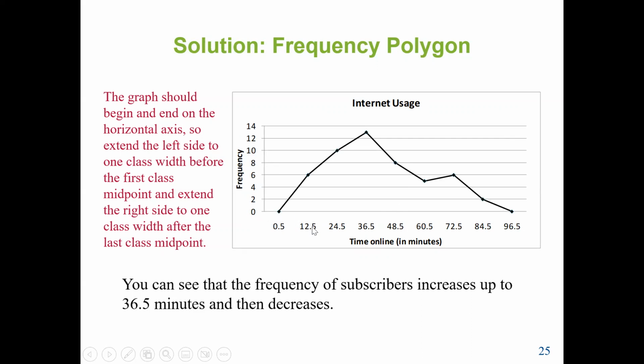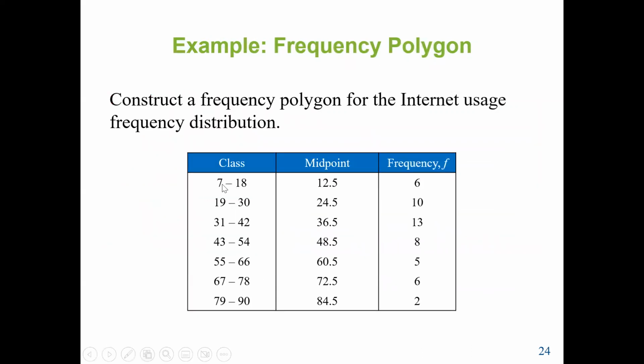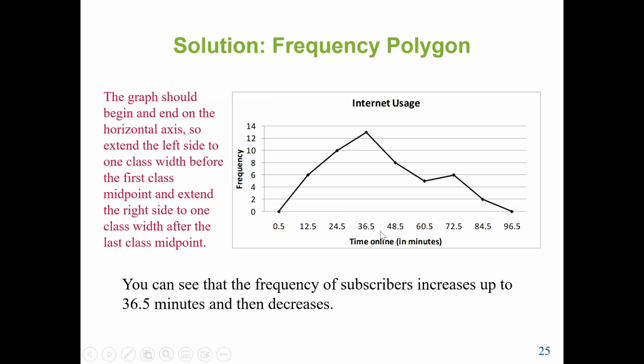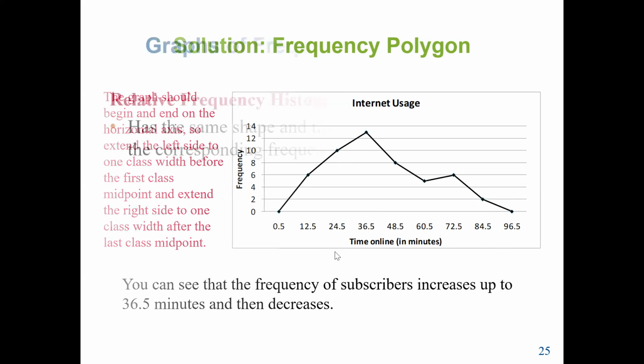So first we remember it's 12.5. We can look at the table here. Between 7 to 18 class interval, the midpoint is 12.5. Again, how do we get it? 7 plus 18 divided by 2. 19 plus 30 divided by 2 will give me 24.5. So we are using the midpoint as, again, the horizontal, and we stay using the frequency as our vertical to get the points and draw the straight lines to connect each point.